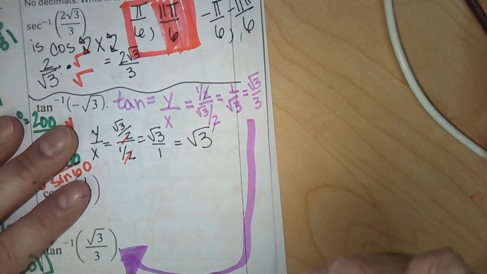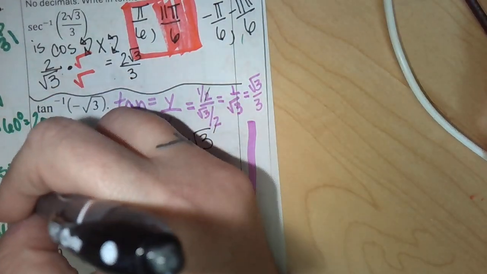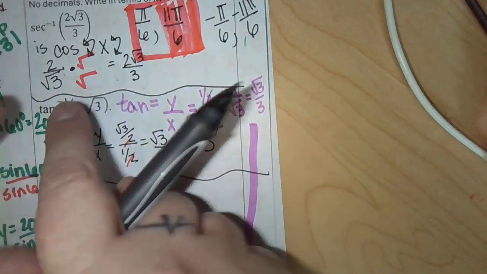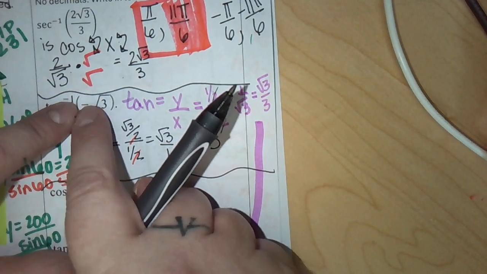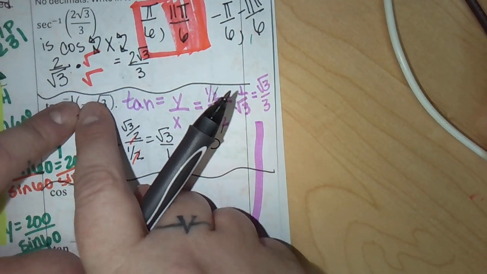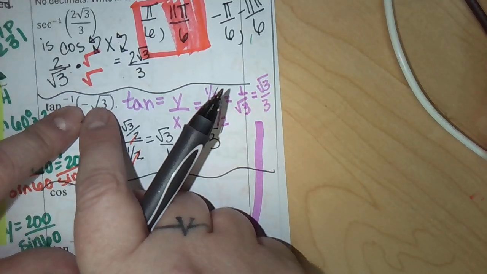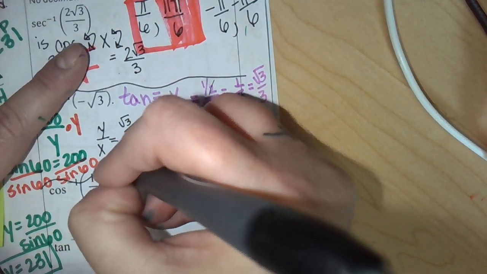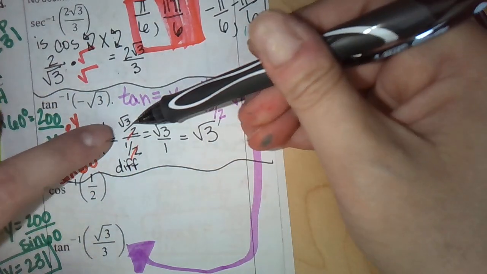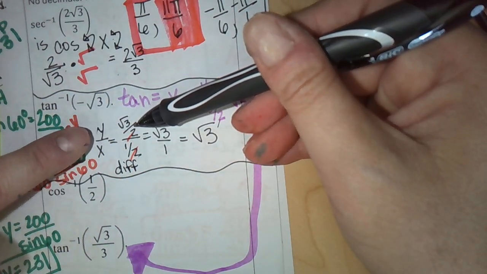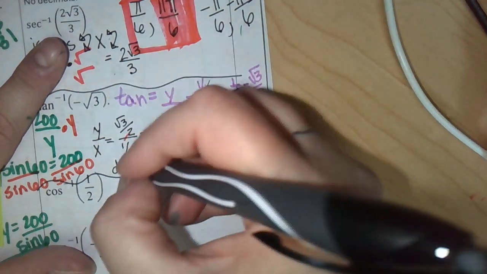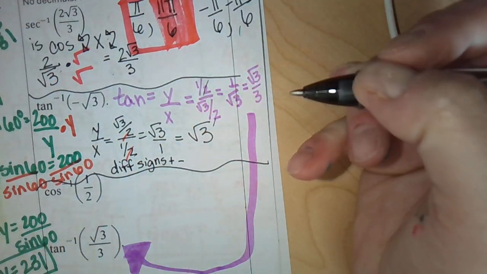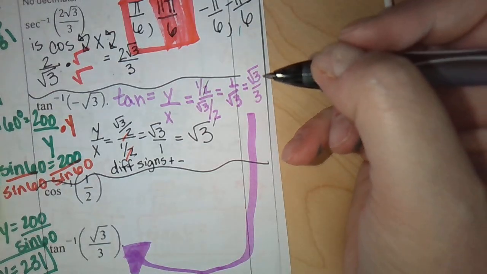Okay, let's think about this. What kind of symbols divide out to make the negative square root of 3 that we need? What kind of symbols divide to make a negative? Different symbols. So we need to be looking for the y value of square root of 3 over 2, an x value of 1/2, but they have different signs, like plus minus. That's what I mean when I say different signs, plus minus.